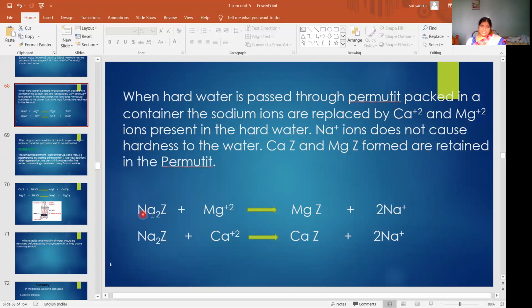So the sodium ion is displaced, and these ions will come and attack here. So magnesium zeolite and calcium zeolite are formed. Whatever these ions are present in hard water, they will react here and convert into calcium and magnesium zeolite. And the sodium ions will not cause hardness to the water. Whatever calcium and magnesium zeolites are forming, they will remain in the permutit only, and sodium ions will be removed from this permutit. Okay.